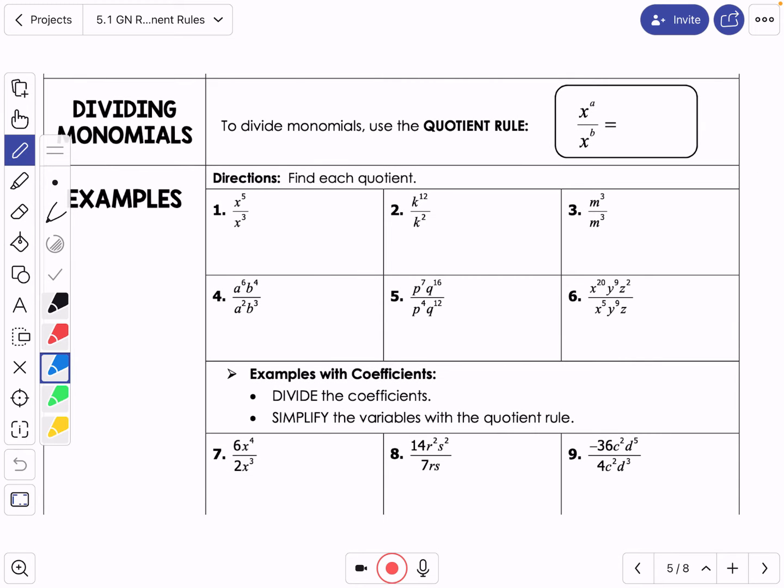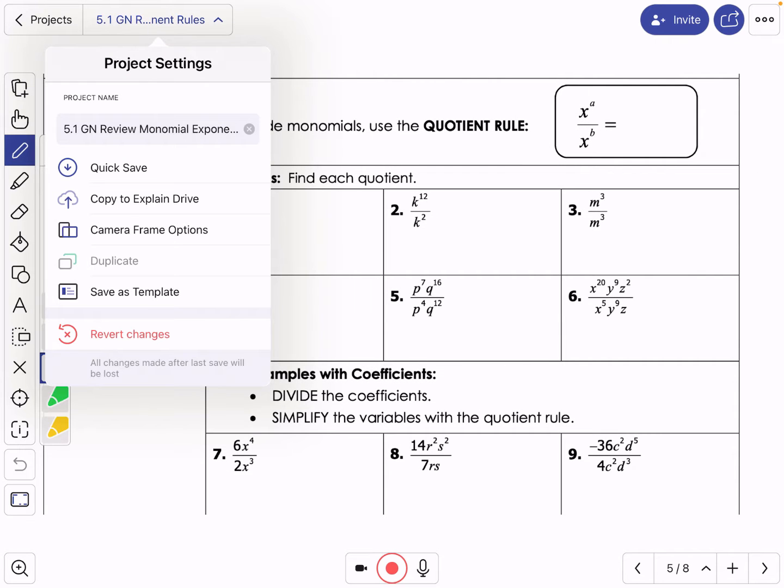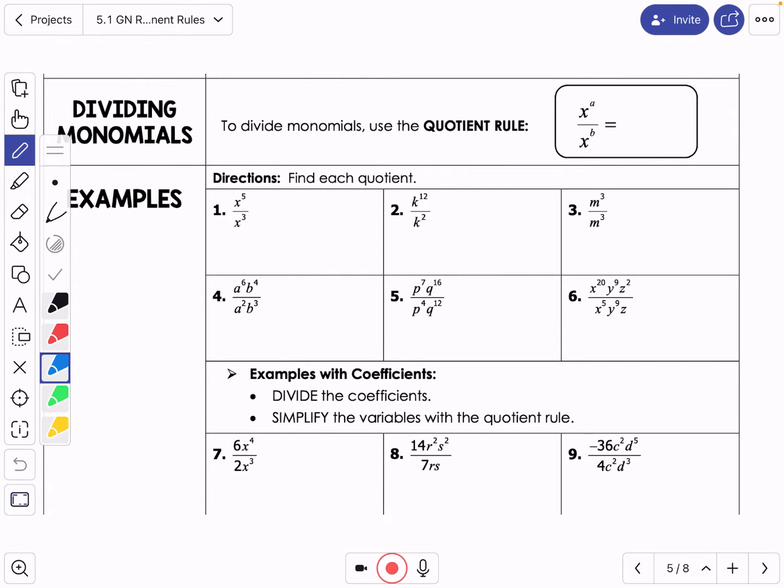Next one is great. A couple more rules. When you divide, the rule, as you might guess, is now subtraction. So x raised to the a divided by x raised to the b is x raised to the a minus b.